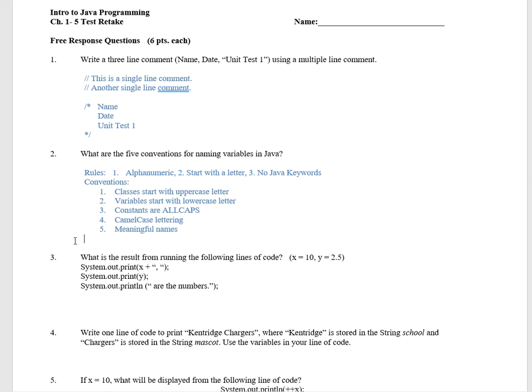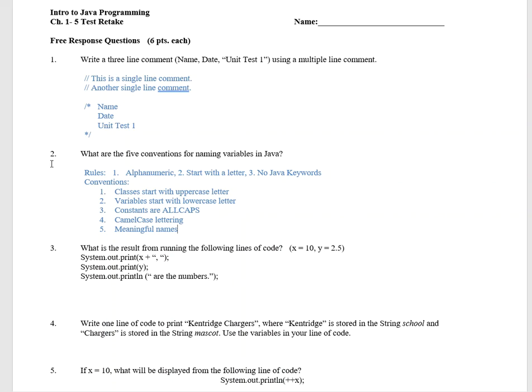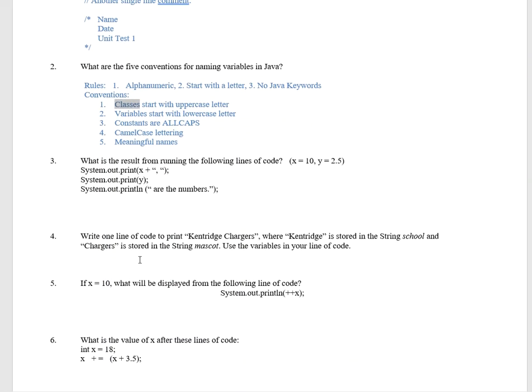All right, so like I said, one of you confused rules with conventions. The other one got all of them right, except I think you wrote just that you said start with uppercase letter. You didn't say classes start, so there was a minor deduction there.